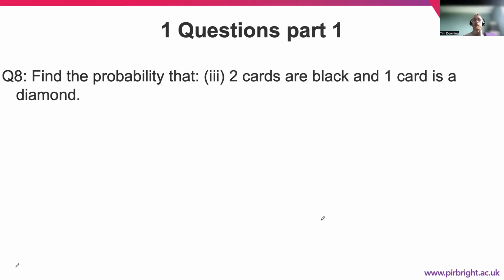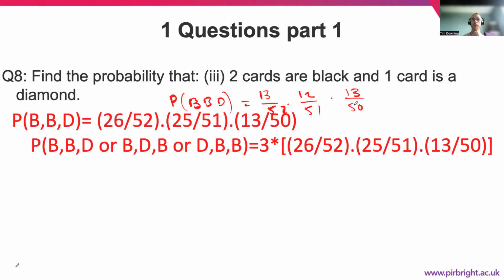Another question: the probability that 2 cards are black and 1 is a diamond. So we're looking at black, black, diamond. For each of these, it's essentially 1 in 4 at the start, because we've got 13 out of 52. Then for the next step, we've got 12 out of 51. And then for the diamonds, we've got 13 out of 50 cards that are remaining. So that can give us our answer there.